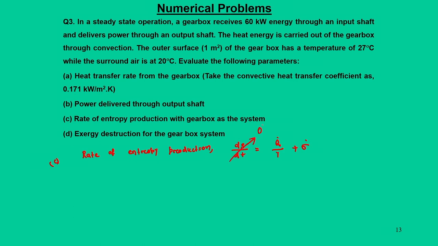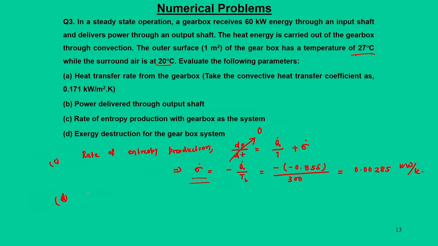So, this number is 0. Then we can calculate sigma dot is minus Q dot by T. Here there are two temperatures, one is the surrounding temperature, the other is the boundary temperature. Since the boundary temperature of the gearbox is 27 degree centigrade, this T is nothing but your TB, and Q dot is already known, minus of minus 0.855 divided by TB, which is 300. By putting this number, we get 0.00285 kilowatt per Kelvin.